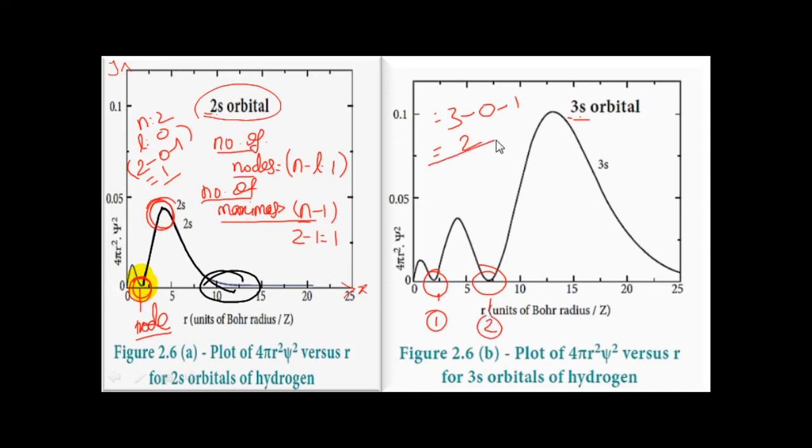And then how many maximas? The formula is n minus 1. What is the n value? 3. 3 minus 1 equals 2. So 1 and 2 are the 2 maximas. So that is the maximum probability of finding the electron.